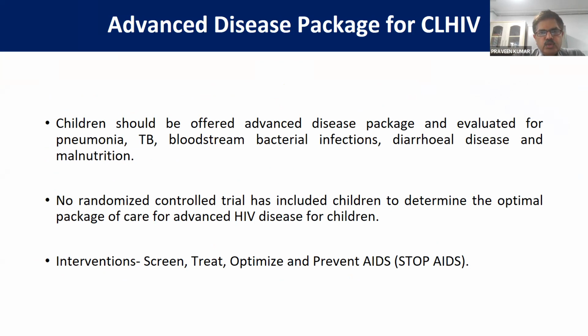So the children should be offered the advanced disease package, and they should be evaluated for pneumonia and tuberculosis. They should also be worked up for septicemia, diarrheal diseases, and malnutrition. As I have mentioned, there is no randomized controlled trial, so this is based on whatever best evidence we have at this point of time. And the interventions, which all of you know, follow the principle of screen, treat, optimize, and prevent AIDS.